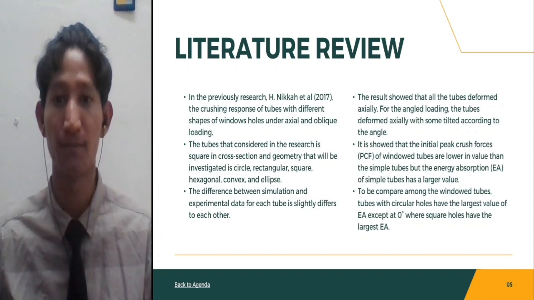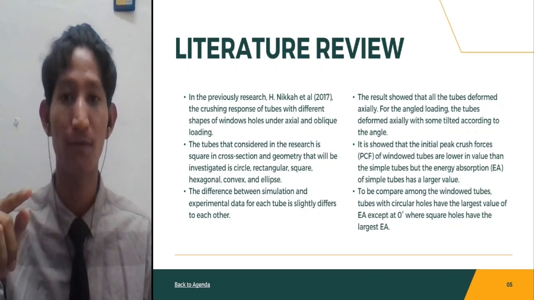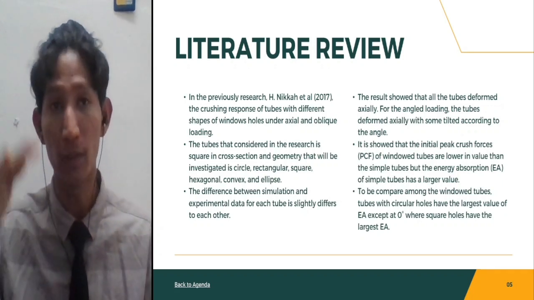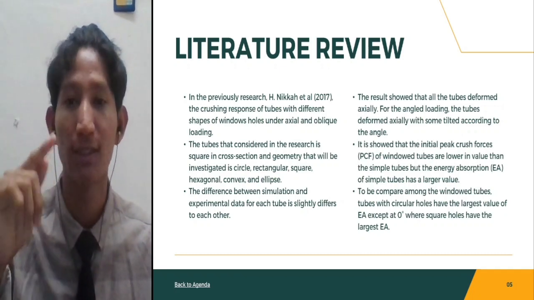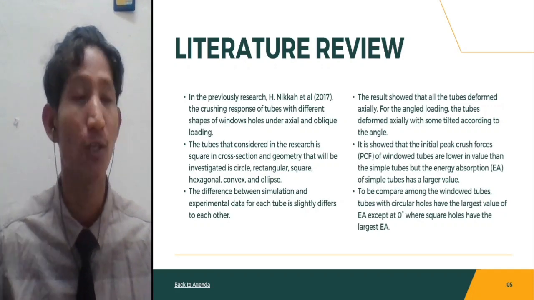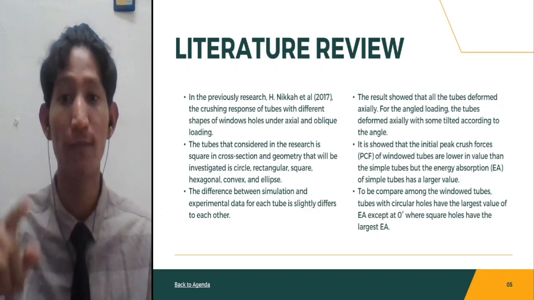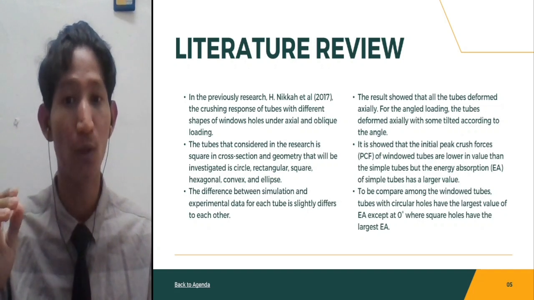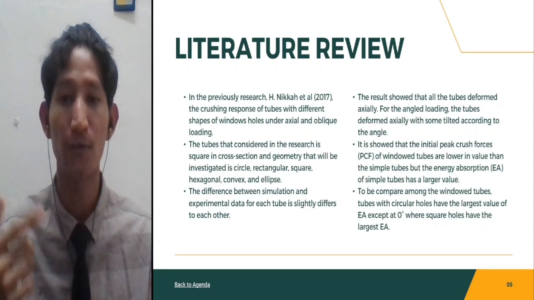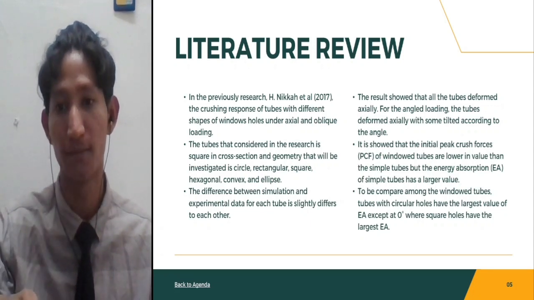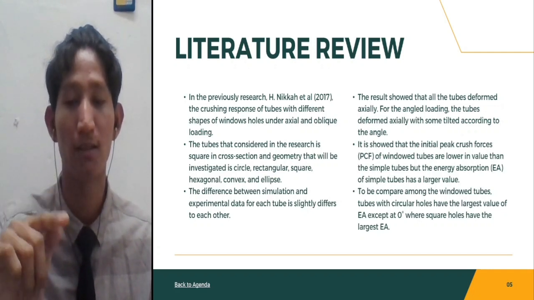It is shown that the initial peak crush force, PCF, of window tubes is lower in value than the simple tubes, but simple tubes provide a larger value of energy absorption. Compared among the window tubes, tubes with circular holes have the largest value of energy absorption at all angles of loading except at 0 degree, where square holes have the largest EA, which is energy absorption.